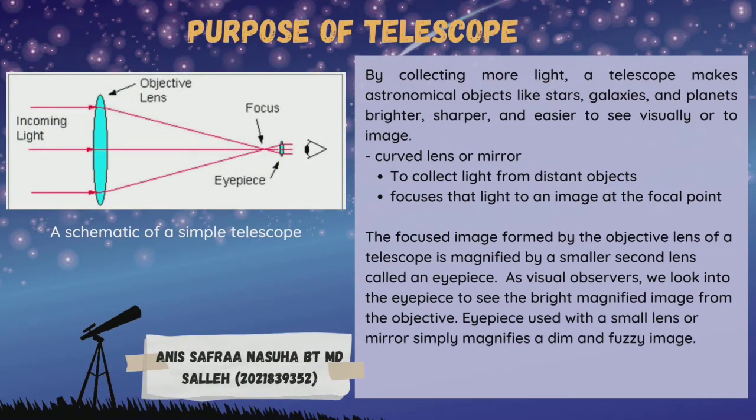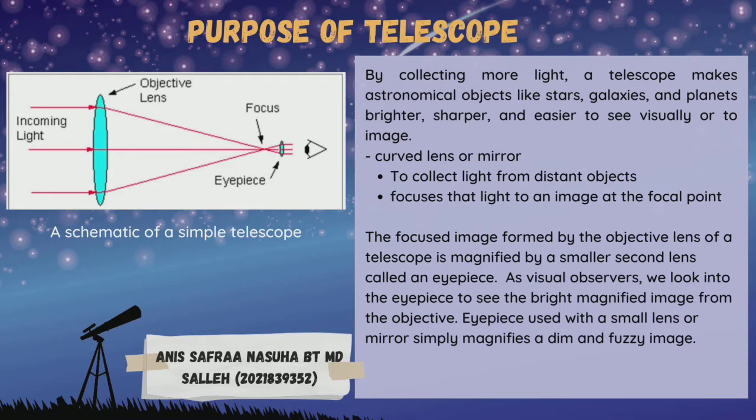So we move to the second point. It is the purpose of a telescope. By collecting more light, a telescope makes astronomical objects like stars, galaxies, and planets brighter, sharper, and easier to see visually or to image. To collect light from distant objects, a telescope uses a curved lens or mirror called an objective and focuses the light to an image at the focal point.